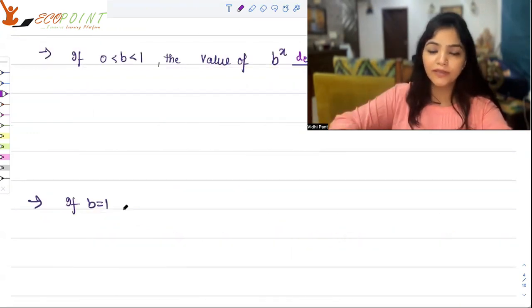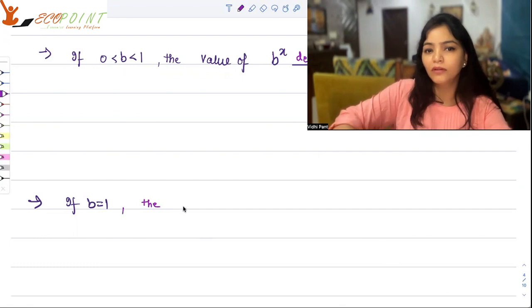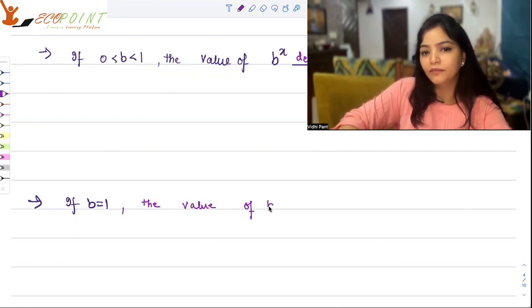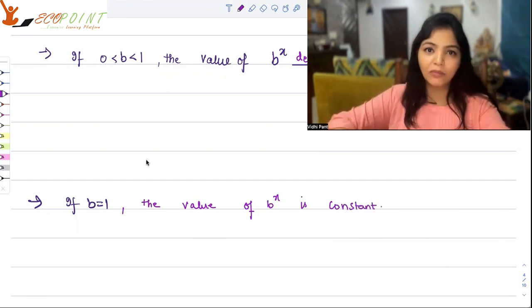Next point to notice, if your base is equal to 1, then the value of b to the power x is definitely a constant. It's going to be just 1, which is constant. So that's about b to the power x as you think of different bases.